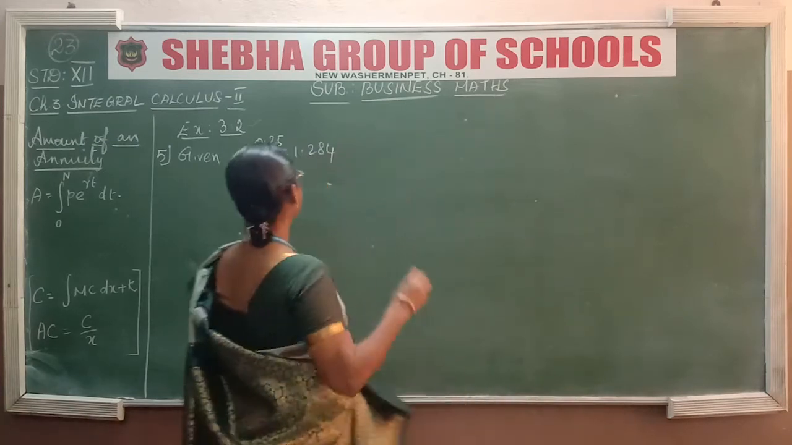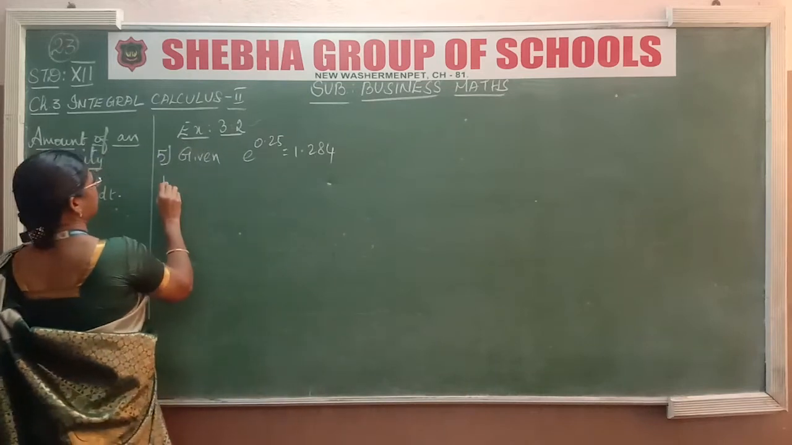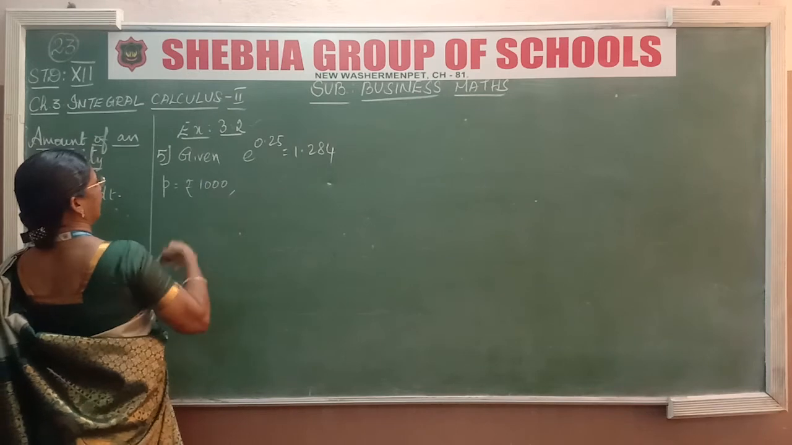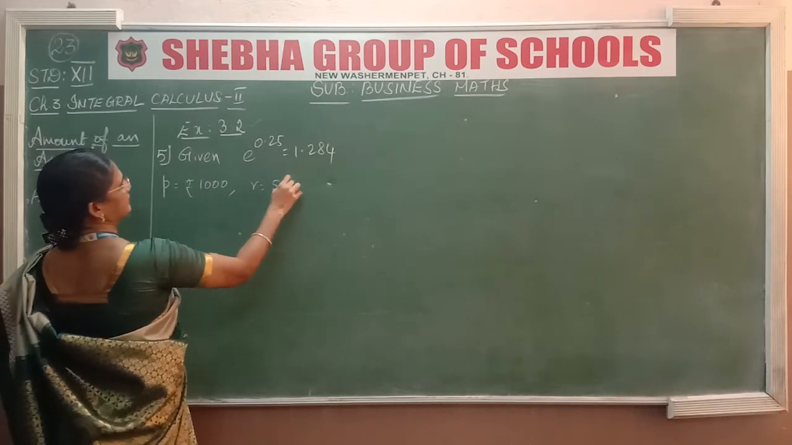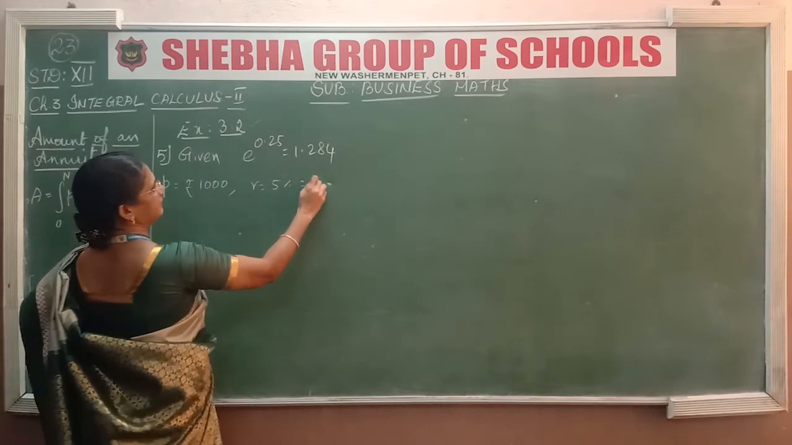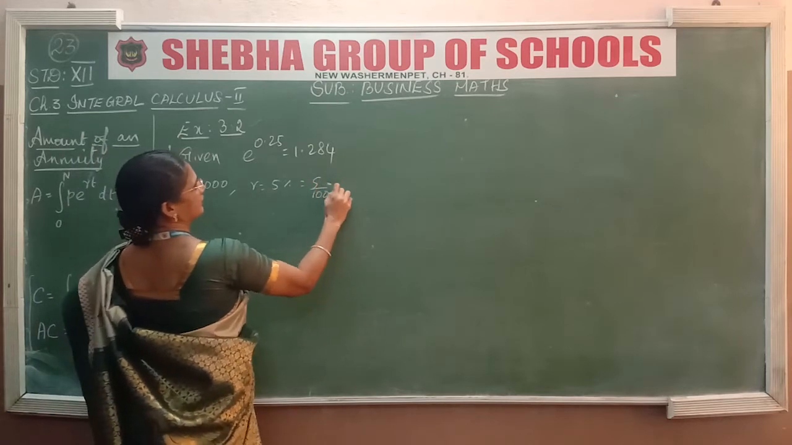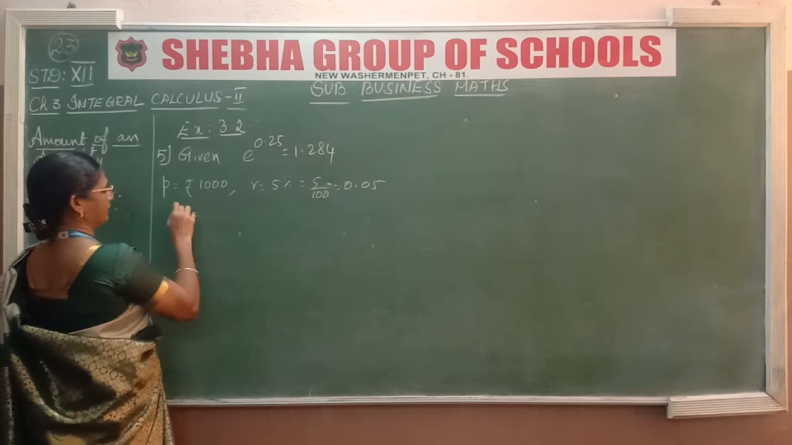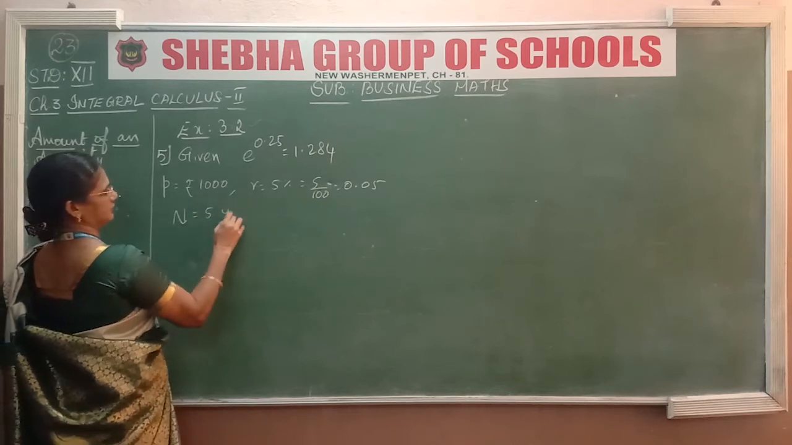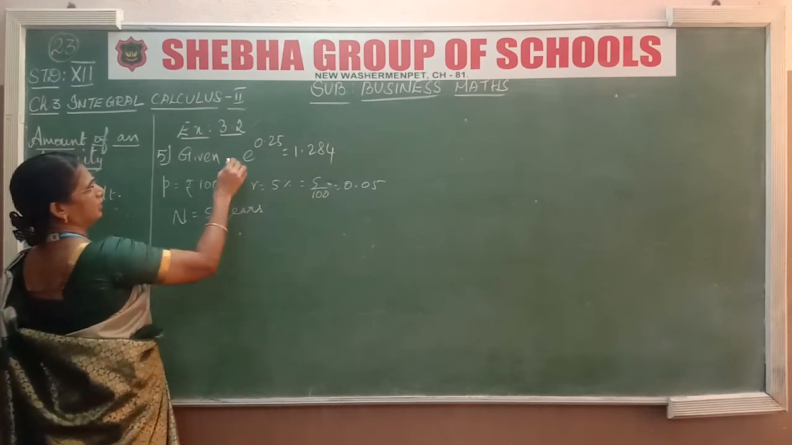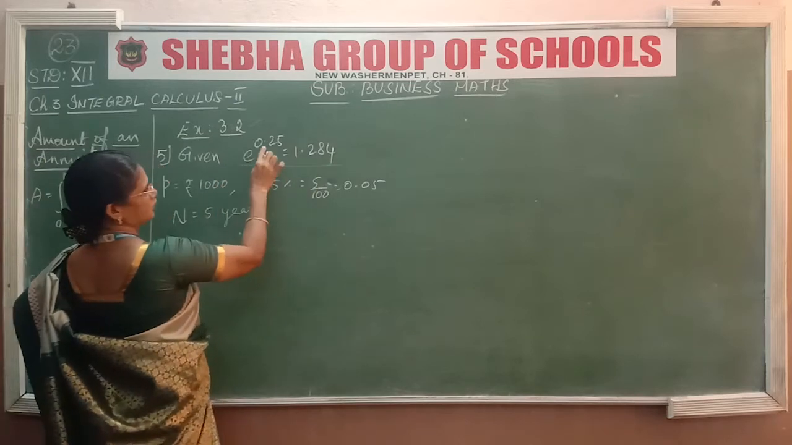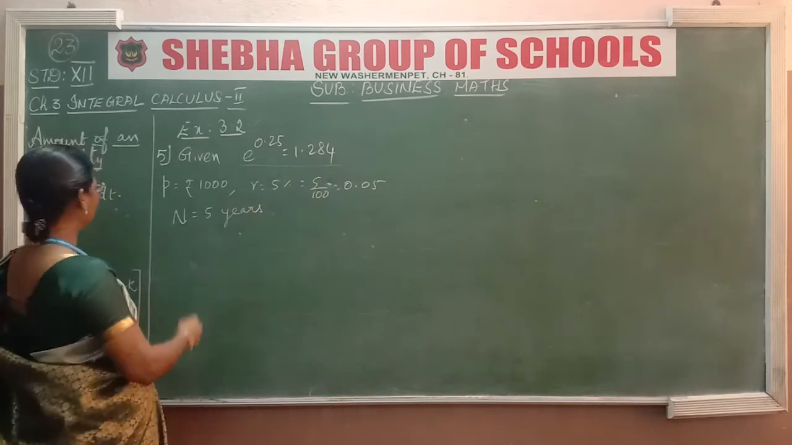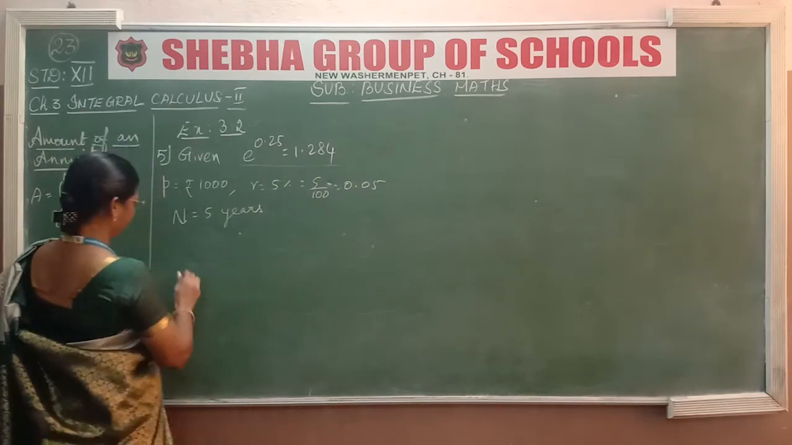We assume all the things. First, P is the equal amount, that is 1000 rupees, and R is the rate of interest, 5%, which becomes 5 by 100, equal to 0.05, and n is the number of years, that is 5. Also given e power 0.25 equals 1.284. Now we use this annuity formula.